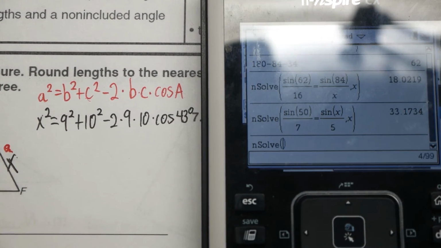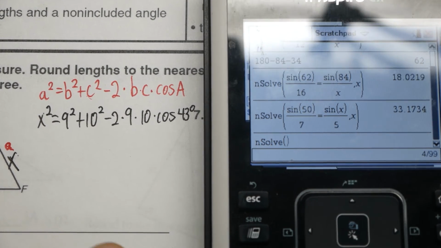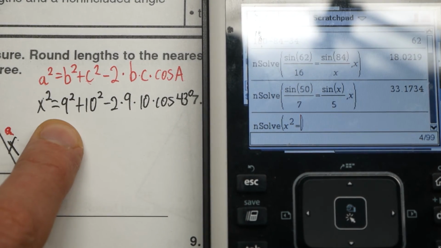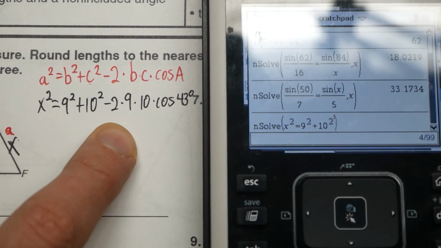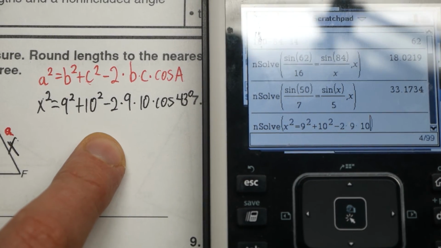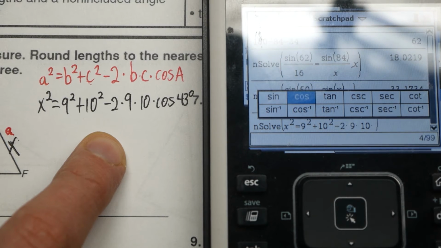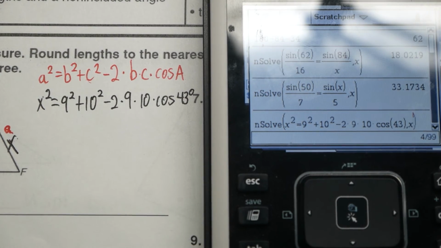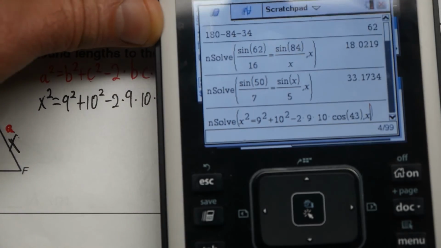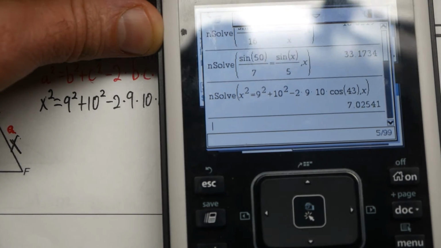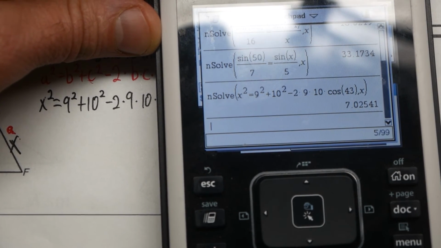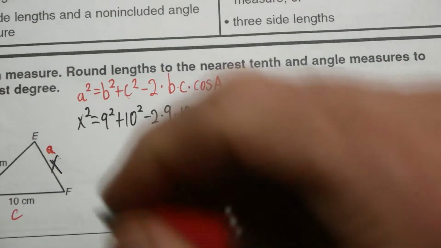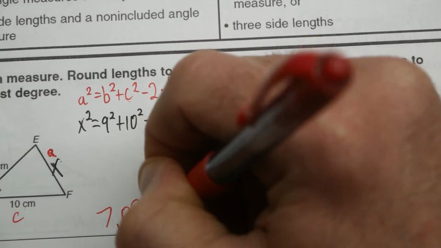Let me brighten this up a little bit. Okay, and I'm going to type this in. So we're going to have x squared. I'm just typing this in exactly like this. X squared equals 9 squared plus 10 squared minus 2 times 9 times 10 times the cosine now of 43. And remember, we're going to have to finish this with comma x. All right, and I'm going to push enter from there. And you can see it's 7.025, so we'll round it and say 7.03. This is 7.03 centimeters.